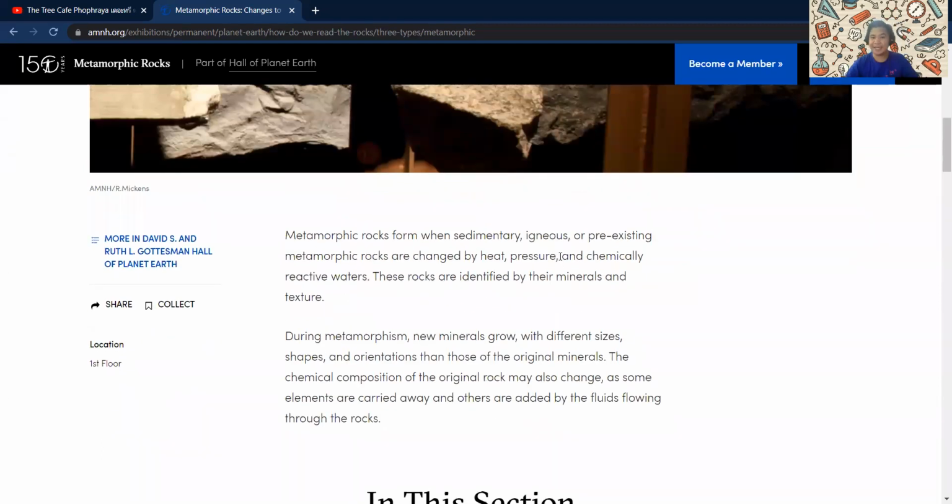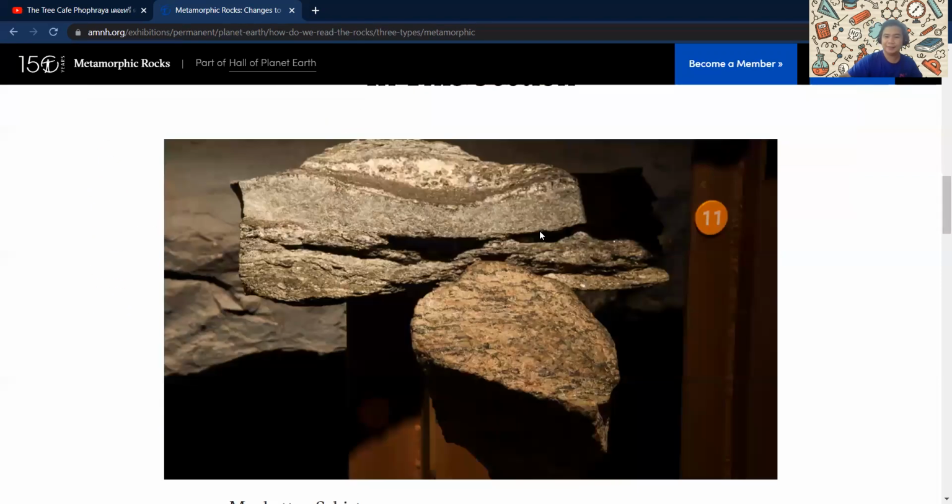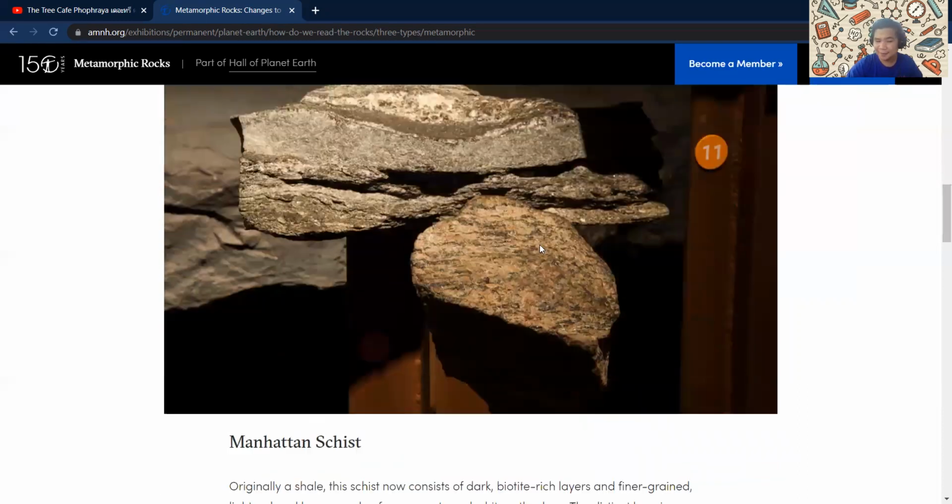So what this means is metamorphic rocks are rocks formed when igneous or sedimentary rocks or even other metamorphic rocks are changed by heat, pressure, and even water that has a lot of chemicals. Now let's look at this one. This is a unique rock, right, class? It looks a bit rugged.